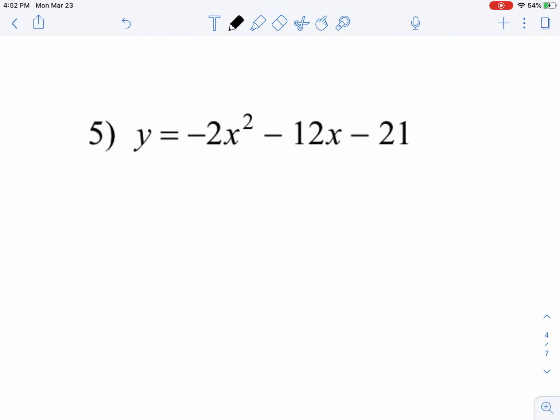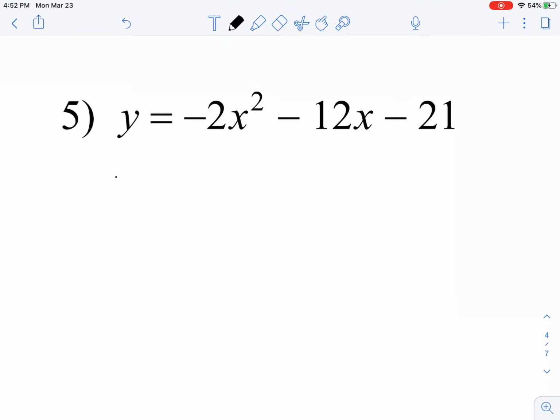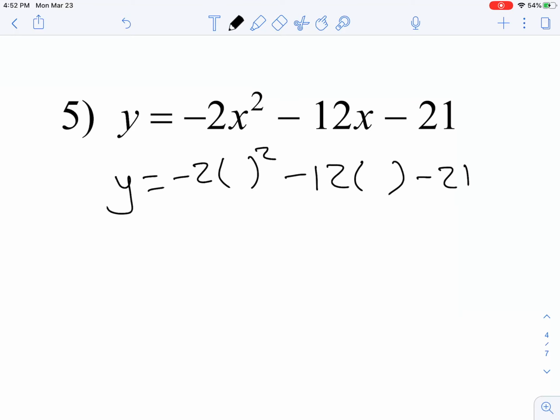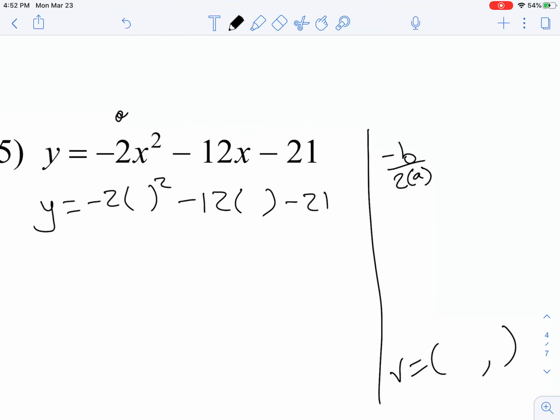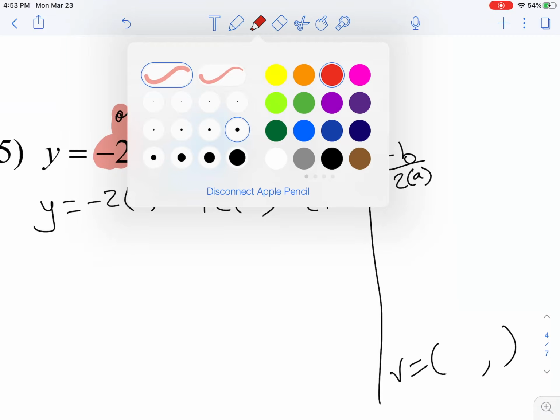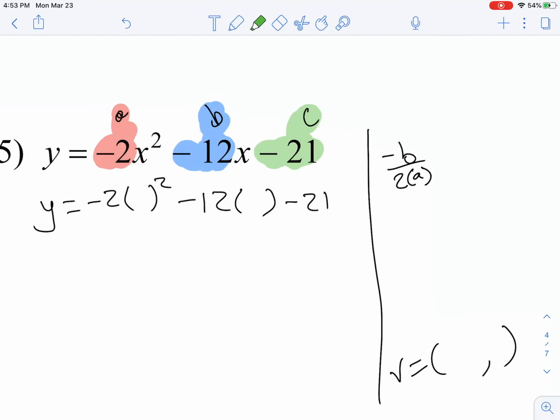All right, we'll do a couple more. Some number. I'm using negative b over 2 times a here. That's going to give me my first point, then I'm going to plug it in to get my second point. And I'm labeling a, b, and c. These are attached to the sign. So b is negative 12, a is negative 2, c is negative 21.